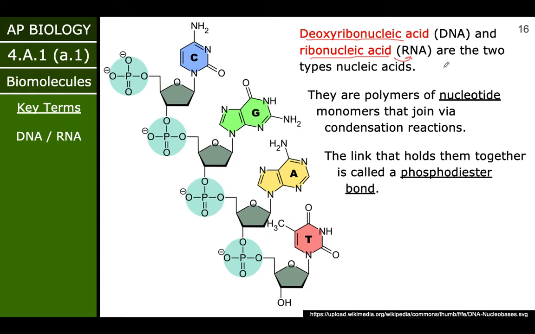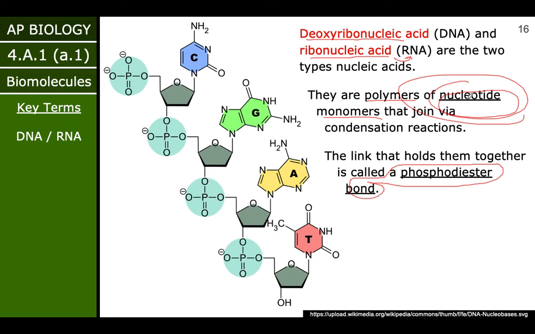Now, these are polymers, which means they're long chains of monomers. But in our case, for the nucleic acids, those monomers are referred to as nucleotides. So I want you to keep that term in mind, nucleotides. And we link those nucleotides together with a phosphodiester bond, which sounds like a lot, but it's really, really simple when you get down to it. And we're going to do an activity in class where you actually build these yourself. So you're really going to get a lot of practice.